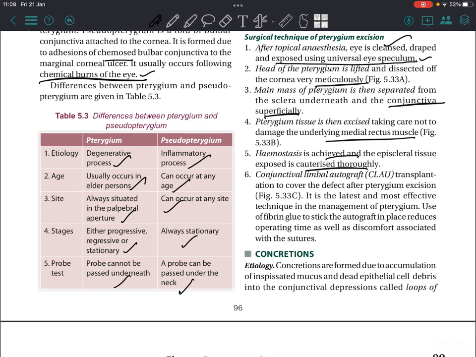Conjunctival limbal autograft transplant to cover the defect after pterygium excision is the latest and most effective technique in the management of pterygium. Use of fibrin glue to stick the autograft in place reduces operating time as well as discomfort associated with sutures.